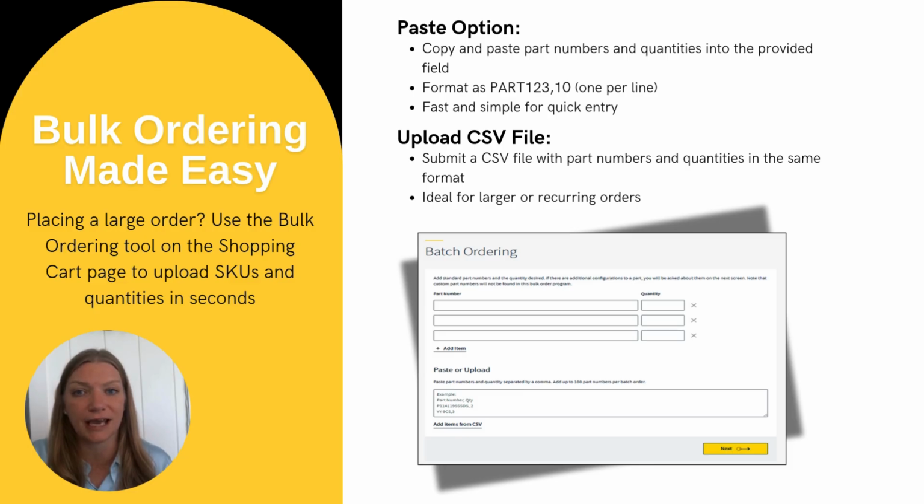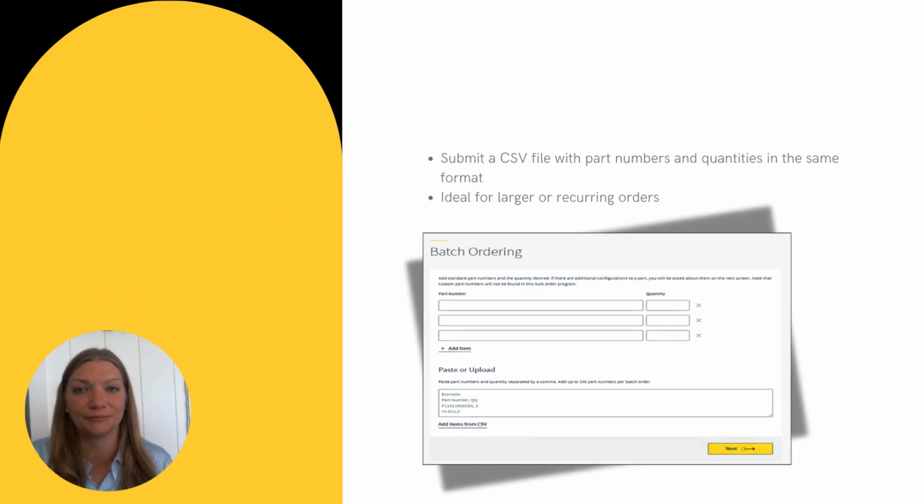Second option is CSV upload. For even faster entry, upload a CSV file using our downloadable template. Just match the format, part number, and quantity, and your items will be instantly added to your cart.